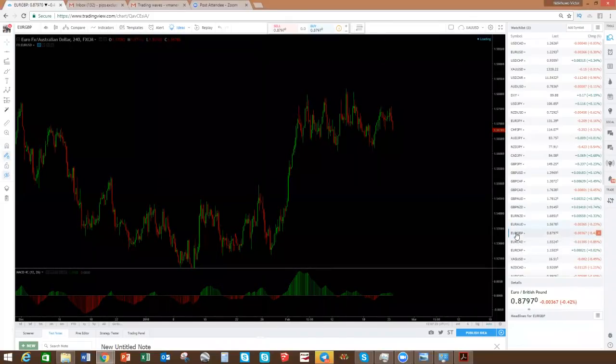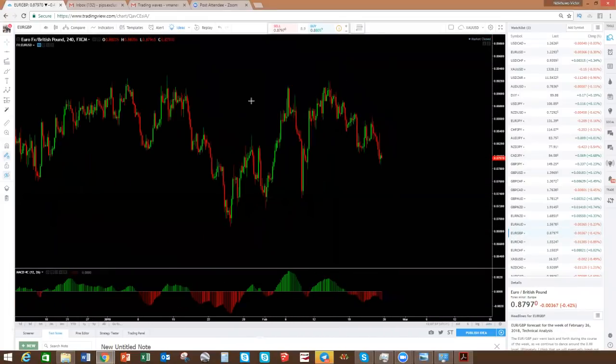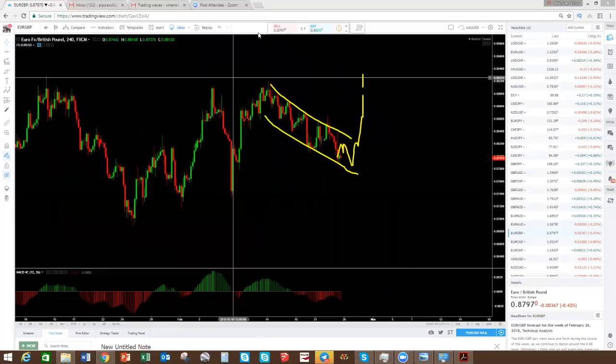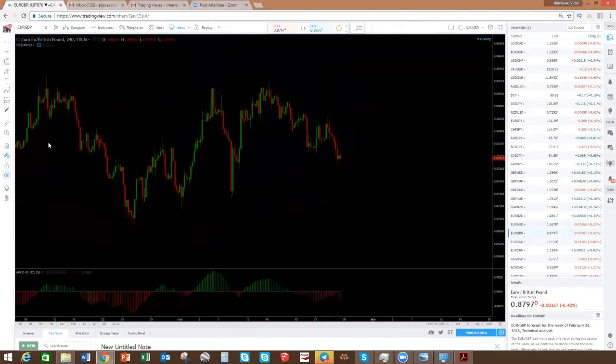Euro pound. So Euro pound, watch out for this move. Watch for this to break to the upside. Okay, let's look at the overall, the bigger structure on the daily.